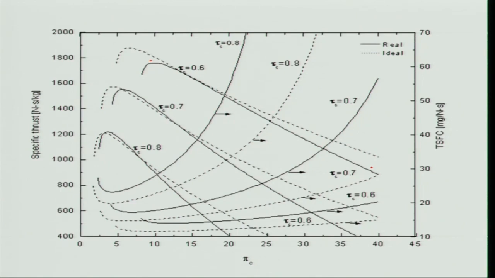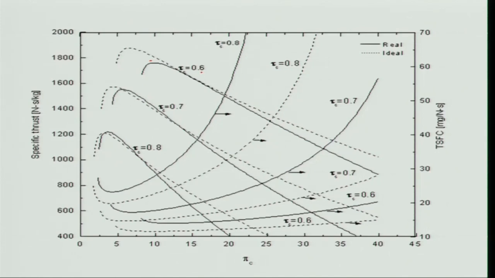In the case of the ideal cycle, it has a similar nature, but the real cycle gives lower values over most of the pressure ratio range across the compression. Of course, in some places it goes above the ideal cycle.